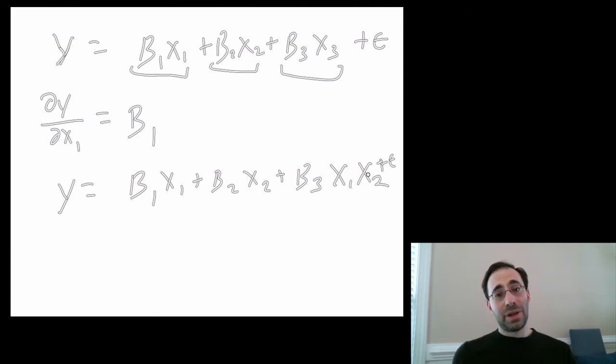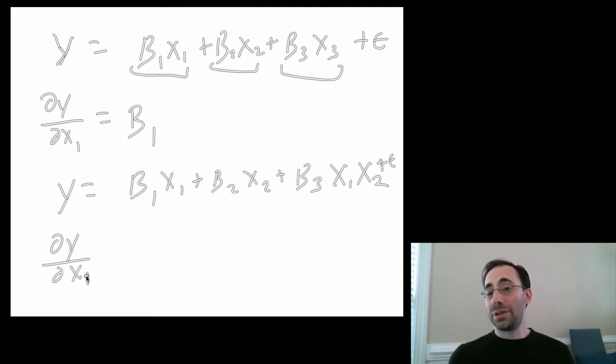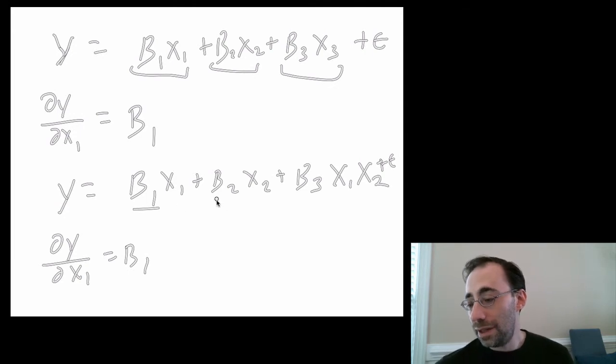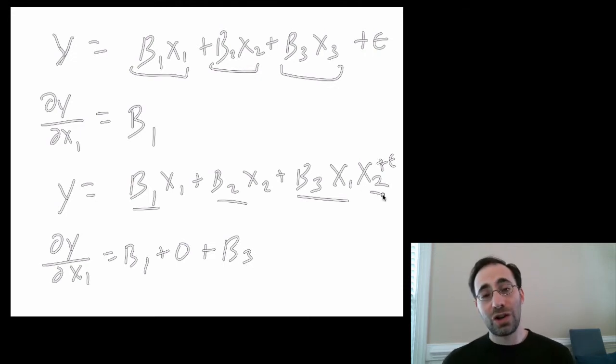What now is the marginal rate of change of y with respect to x1? It's a little different. Still the beta 1 from this term over here. This term still differentiates to 0. What about this term? Now there's an x1 here. The derivative of x1 is just 1. What's the constant multiplying it? Well, it's the coefficient on that term multiplied by x2, because we're treating x2 as a constant.